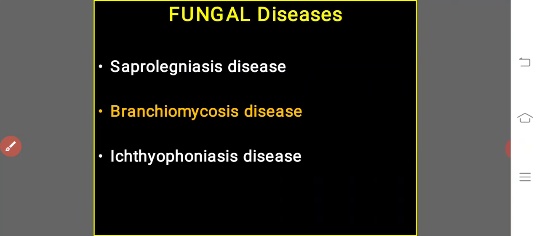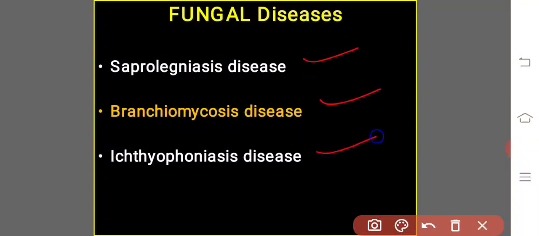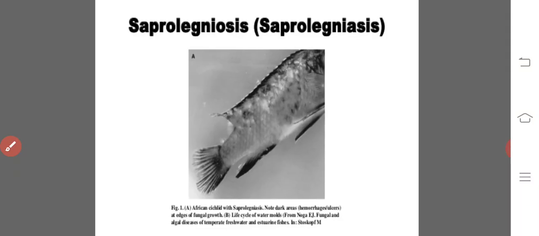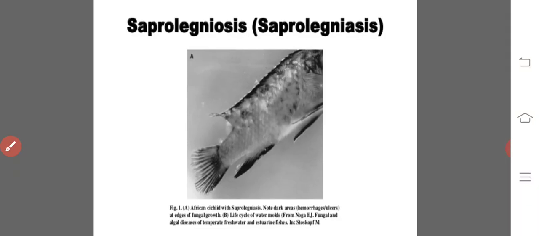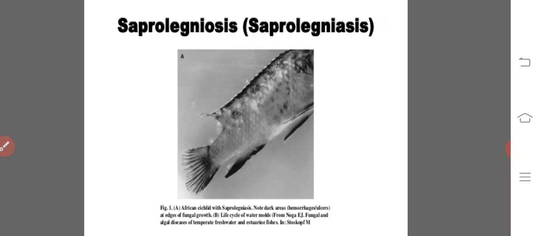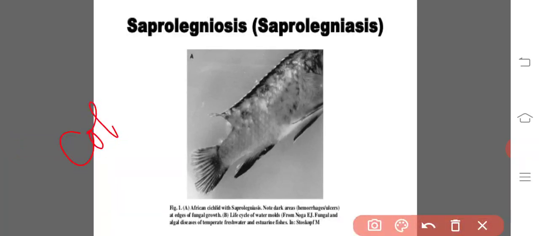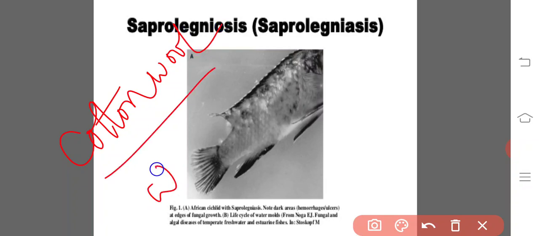Coming to the fungal diseases, there are only three we have shortlisted: Saprolegniasis, Branchiomycosis, and Ichthyophthiriasis. These are the three major fungal diseases which attack fishes. See the Saprolegniosis or Saprolegniasis. This disease is also known as the cotton wool disease or water mold disease.